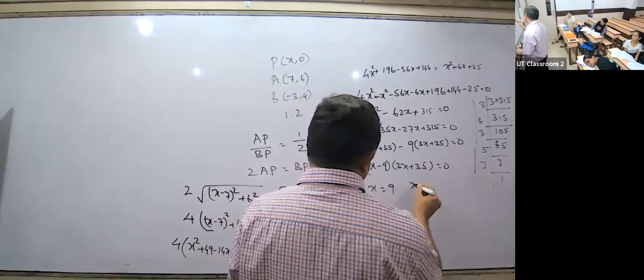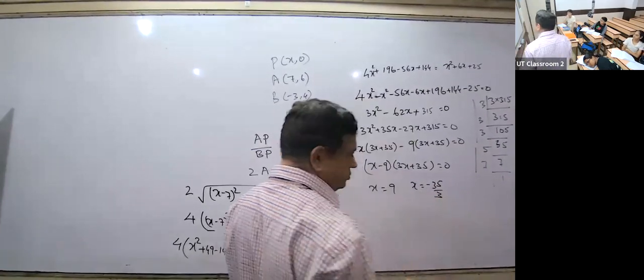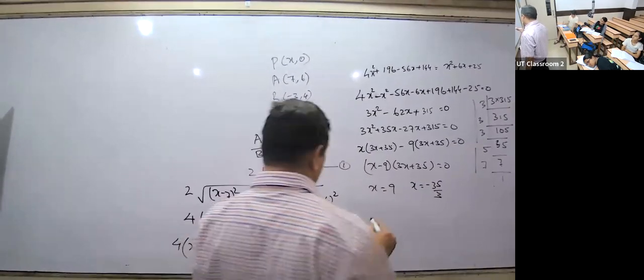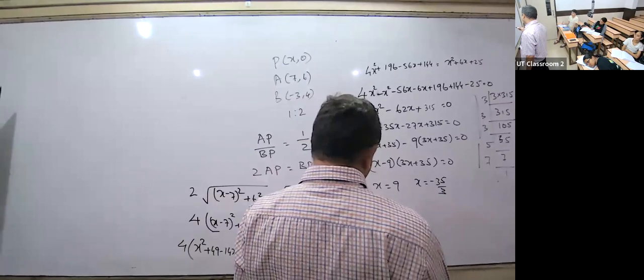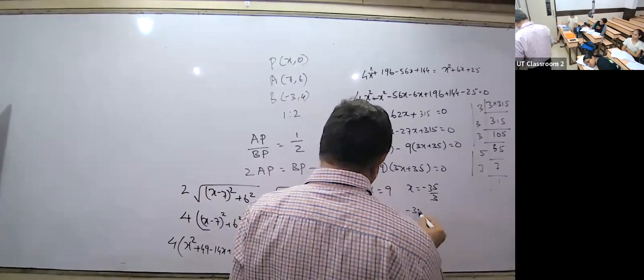x - 9 times x = 9 or x = -35/3. These are two values. Therefore, the point P is (9, 0) or (-35/3, 0). These are the two ones.